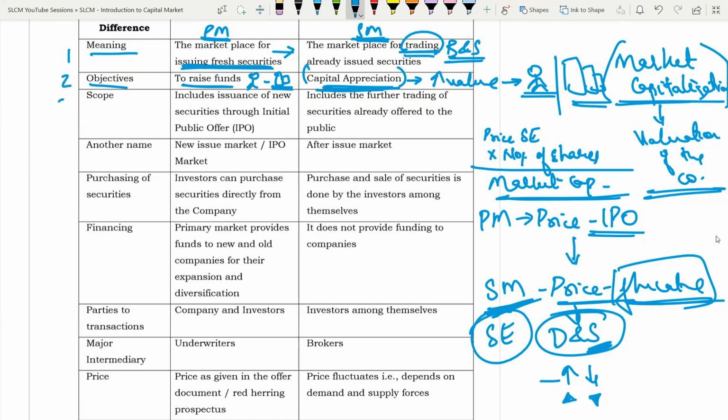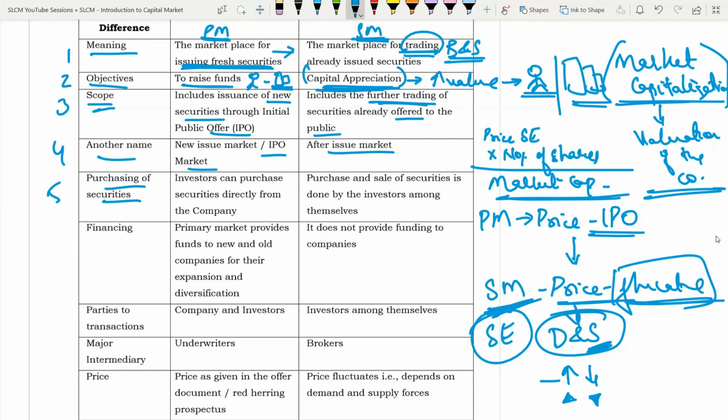Coming to the third difference, which is the scope. Here we are issuing new securities through IPO. Here we are only facilitating further trading of already offered securities to the public. Here another name is initial public offer market or the new issue market. Here we call it the after issue market, that is nothing but the trading market.